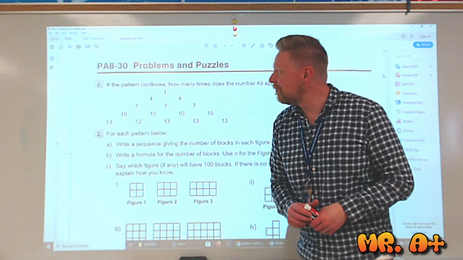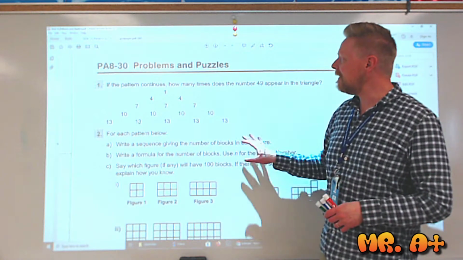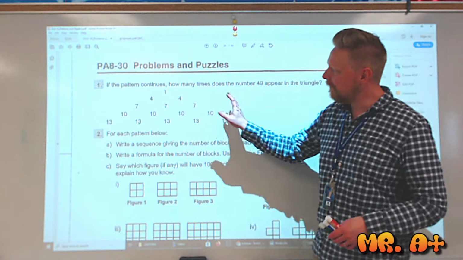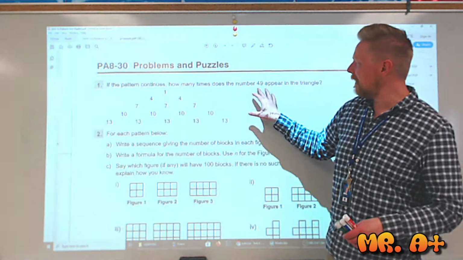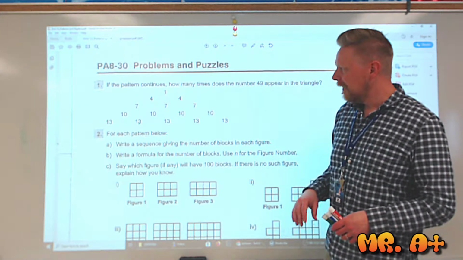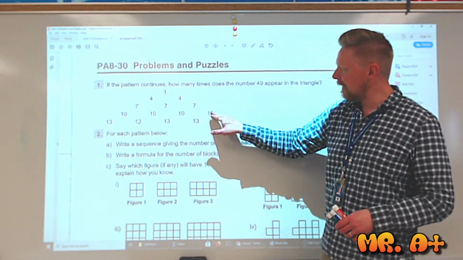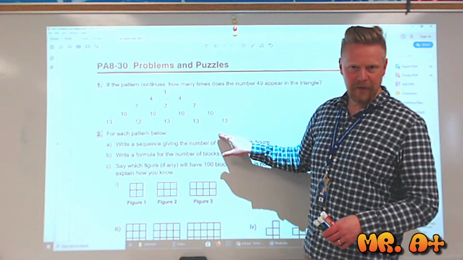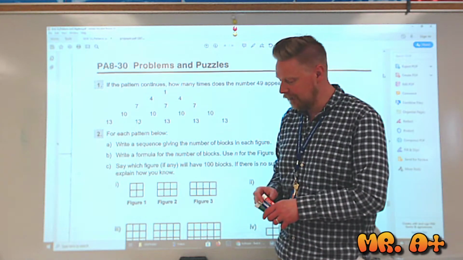Let's check out number one. If this pattern continues, how many times does the number 49 appear in the triangle? So we've got this triangle-shaped pattern going on here, and we want to know how many times 49 would appear. Now what I could do is say, okay, it looks like these are going up by 3 each time, and I could write out each one until I had 49. But it's going to take an entire page. It's going to take a long time.